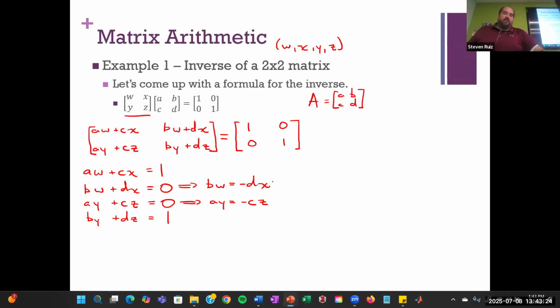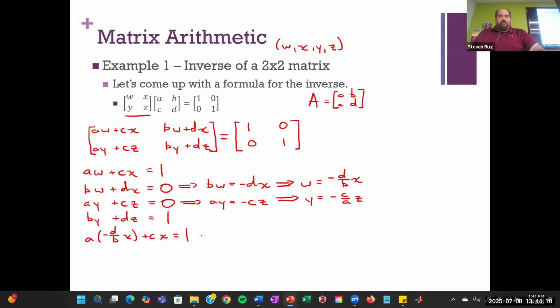So I think we can do some substitution now. Should we solve for w or x here? Sure. w equals negative d over b, x. You want to solve for y or z? y sounds good. y equals negative c over a, z. If I do some substitution, what does that buy me? I get a times negative d over b times x plus cx equals 1.